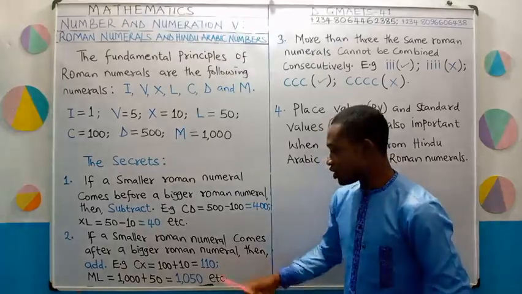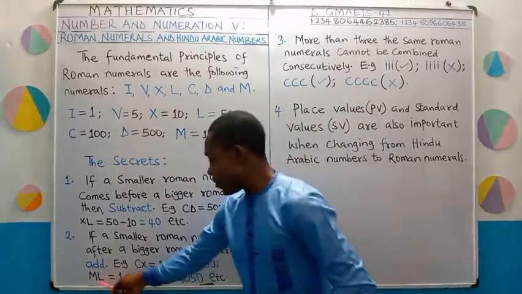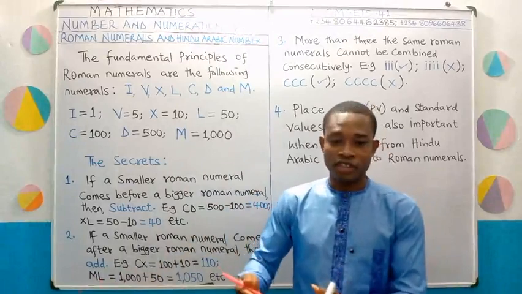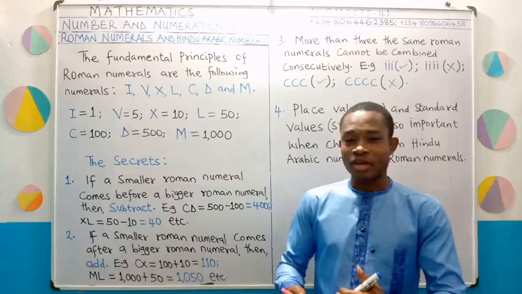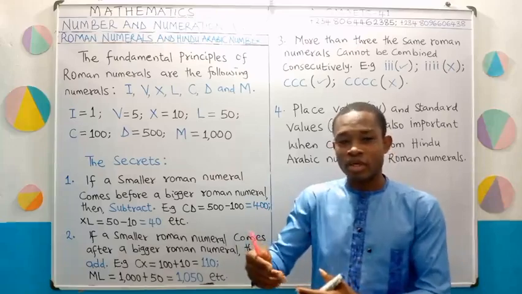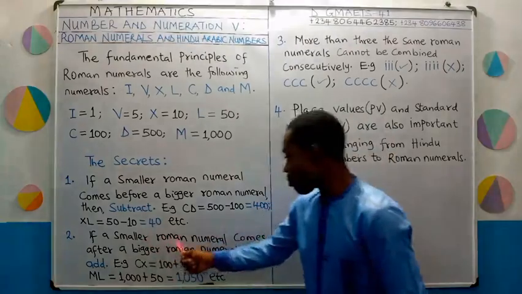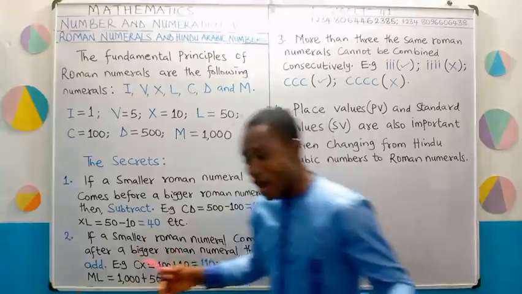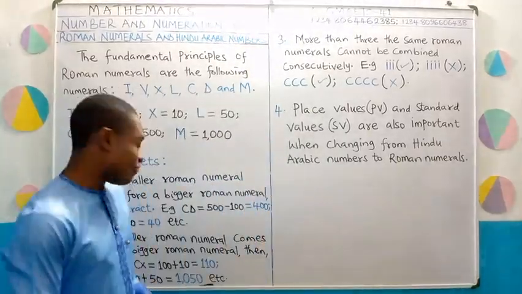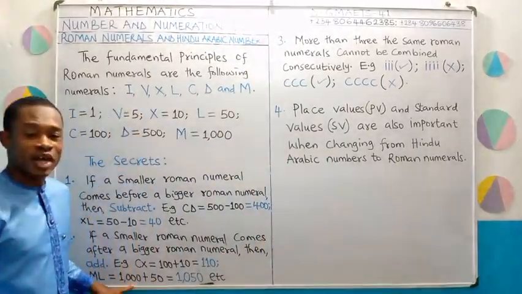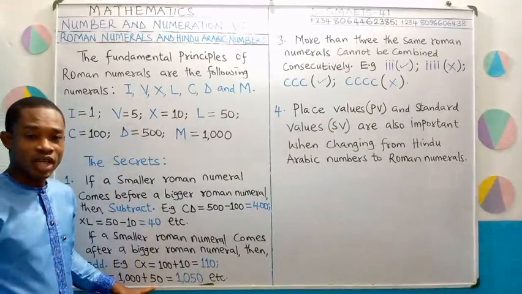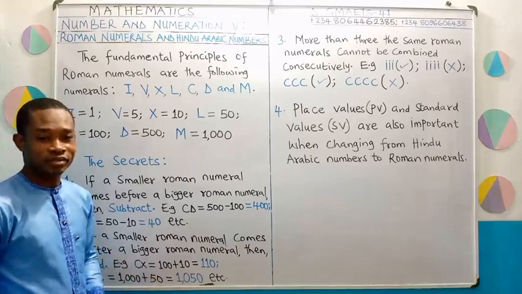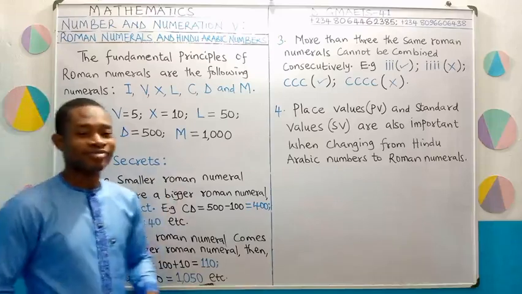And we get 110. Look at this other one, ML. M is 1000. L is 50. M, which is the bigger number, comes before the smaller number, which means that the smaller Roman numeral comes after the bigger one. And we say you need to add. Is that not so? So to get the value of ML is simply 1000 plus 50. And what are we going to get? 1050. There are many more you can think about.